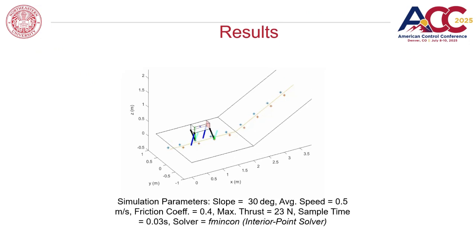Here you can see an animation of the simulation using the same reduced order model defined for the problem on a 30-degree slope with a friction coefficient of 0.4. The max thrust was about 0.23 newtons. The sample time used for the optimization was 0.03 seconds, using an interior point fmincon solver.